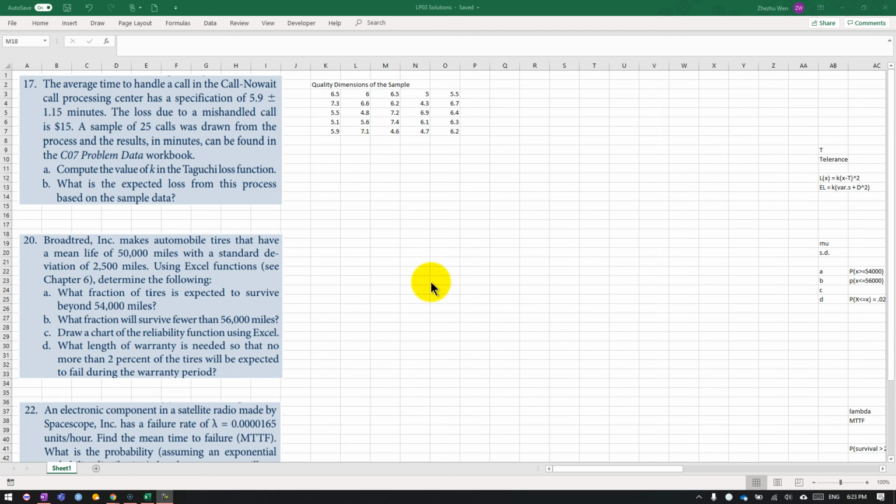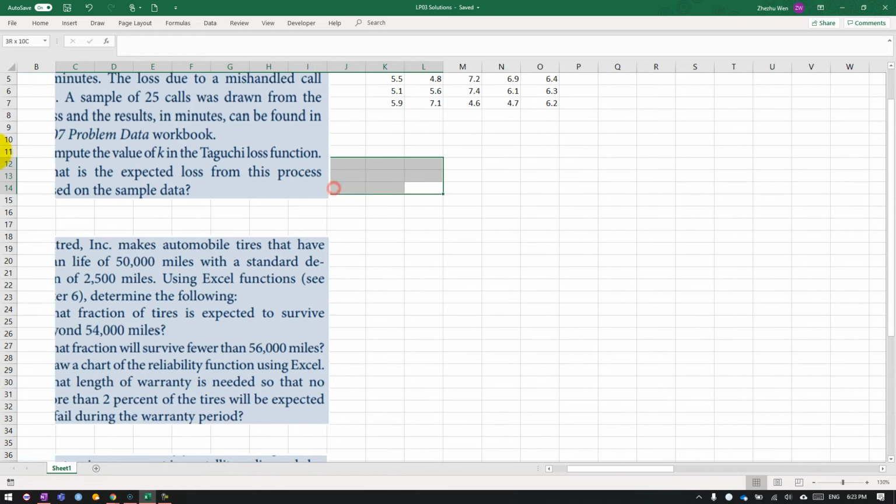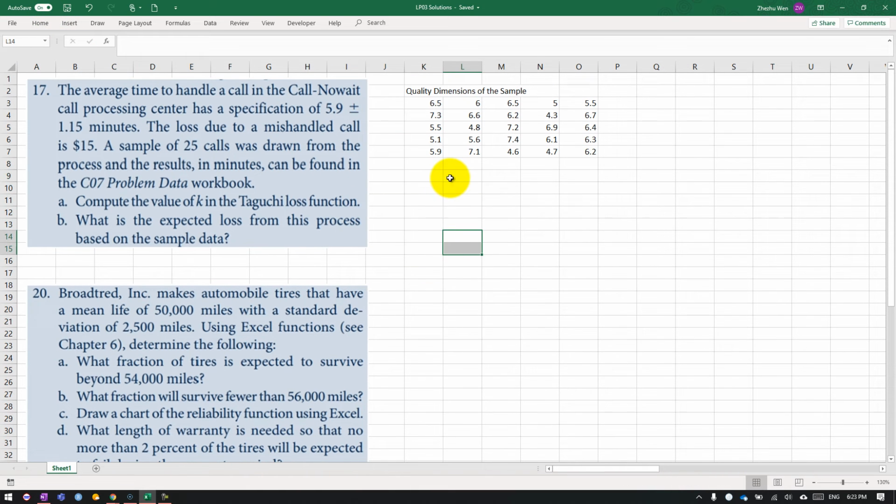I'd like to review those over-the-weekend action items problems. I left 3 problems for you to solve. Let's start from the very first one. The first one is about the Taguchi loss function, which is fairly straightforward.